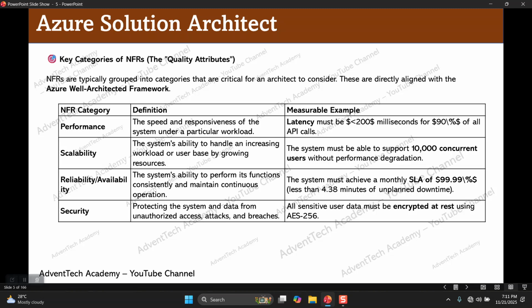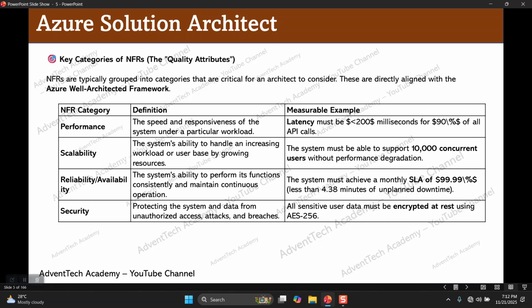So the system must be able to support 10,000 concurrent users without performance degradation. That is scalability. So we have to design the scalability to accommodate 10,000 concurrent users without performance degradation. So these are all non-functional requirements: performance, scalability, reliability and availability.